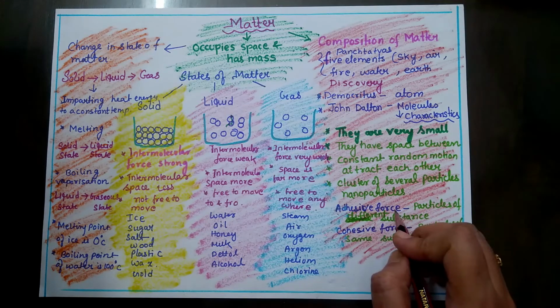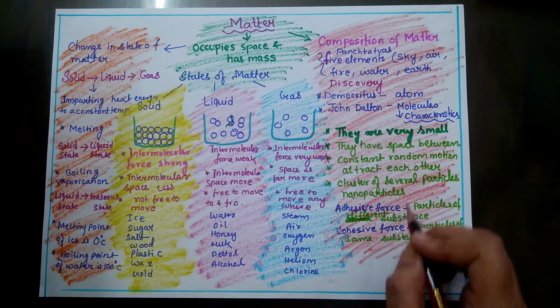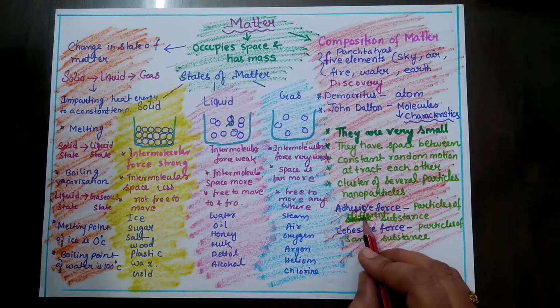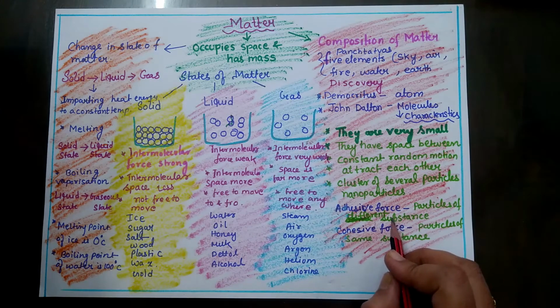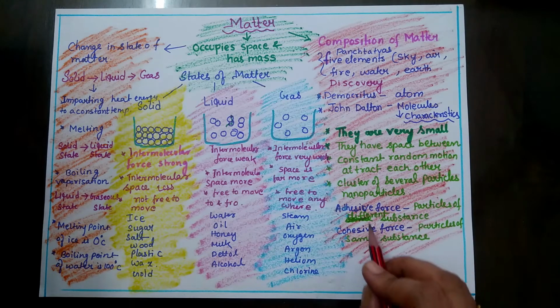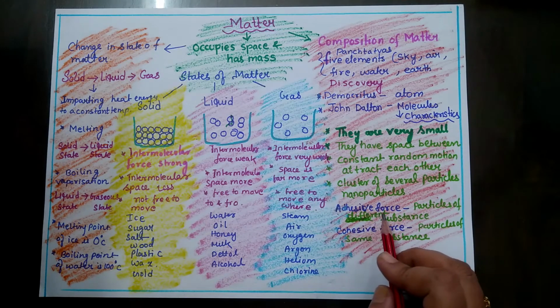Now if we talk about the intermolecular force, the force of attraction between the constituent particles is called the intermolecular force. Based on this force, there are 2 types: the cohesive force and the adhesive force. The force of attraction between particles of the same substance is called the force of cohesion or the cohesive force, and the force of attraction between 2 different substances is called the adhesive force or the force of adhesion.